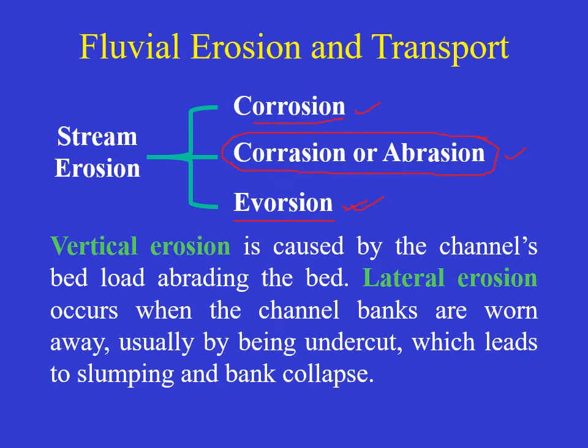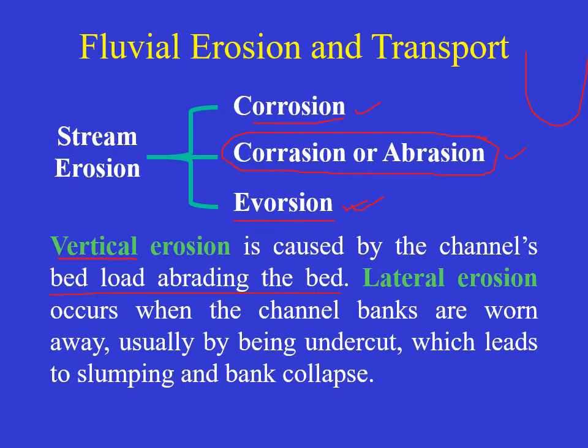Now whenever a river flows within a channel, it mainly produces two types of erosion of the bedrock. The first is vertical erosion, caused by the channel's bed load abrading the bed over which the river flows, which is further lowered by repeated friction or repeated action of the shear force of water or the sediments carried by the river.